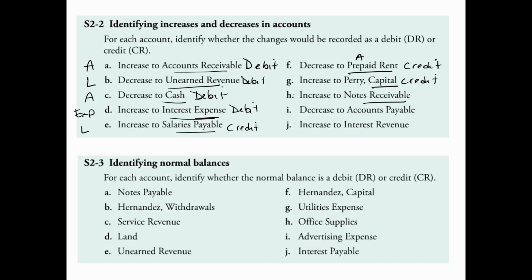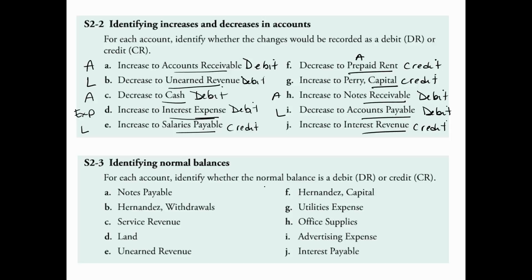Notes receivable. I see receivable, I know it's an asset. So to increase an asset, I debit that account. Accounts payable is a liability. To decrease it would be a debit. And interest revenue. I see revenue, I know that's going to be a credit.